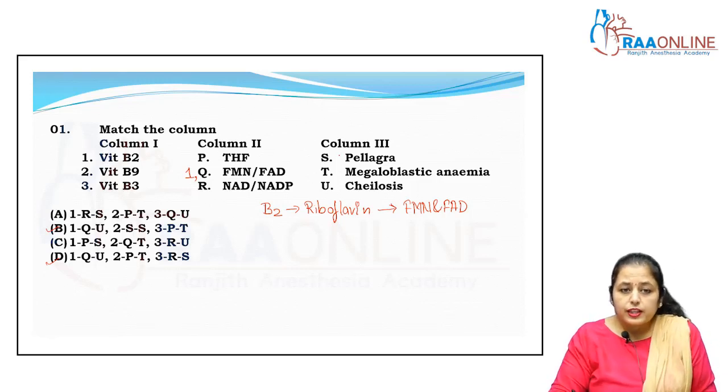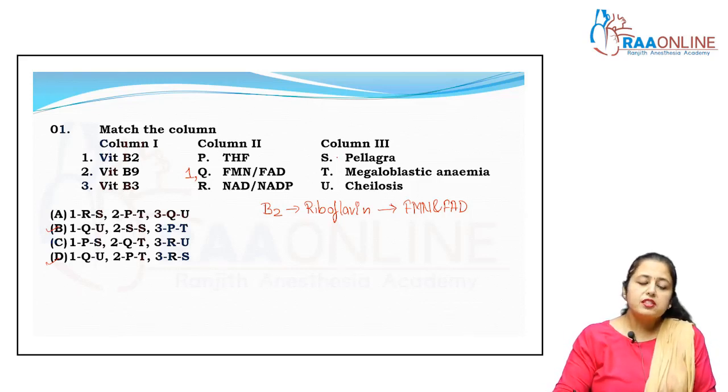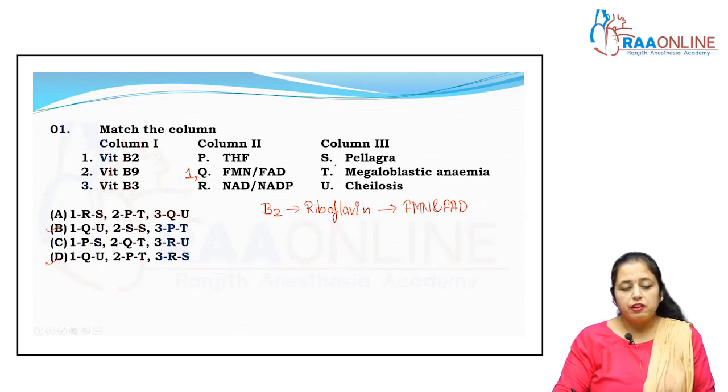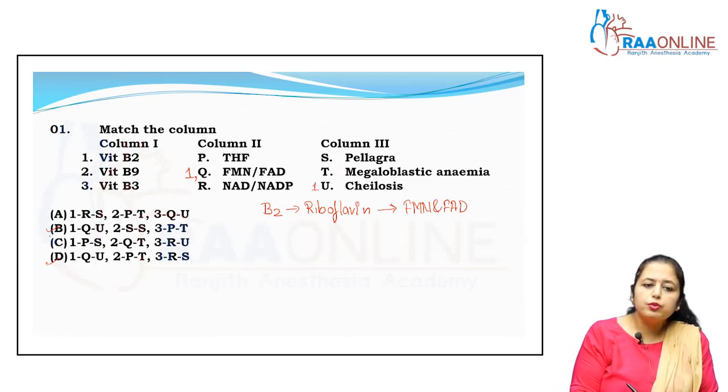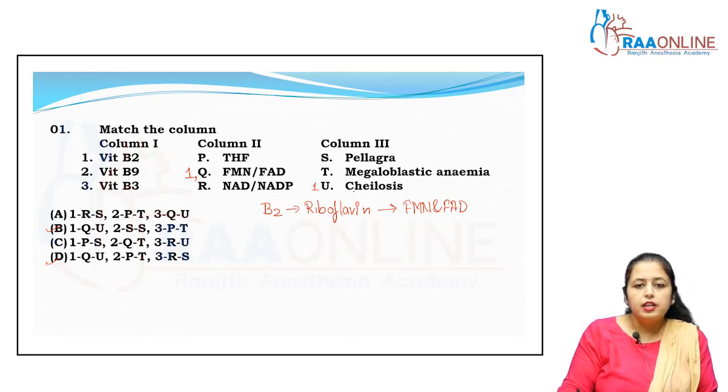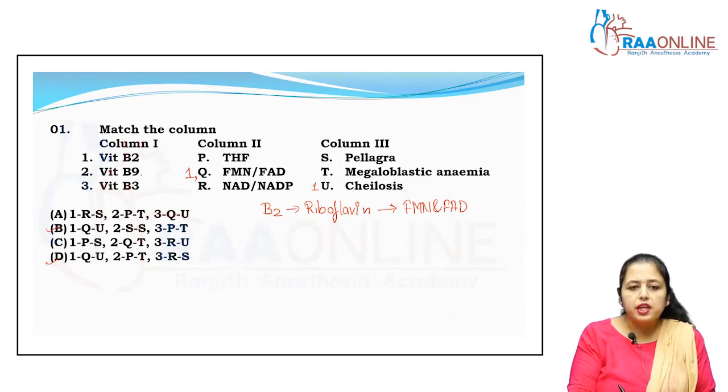Now vitamin B2 deficiency disease, as we discussed in the summary, is cheilosis, that means 1QU, right? That means 1QU, and 1QU is in both options, right? So now come to the next, that is B9.